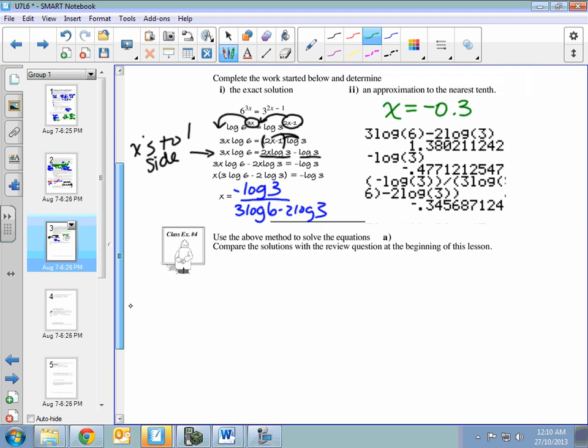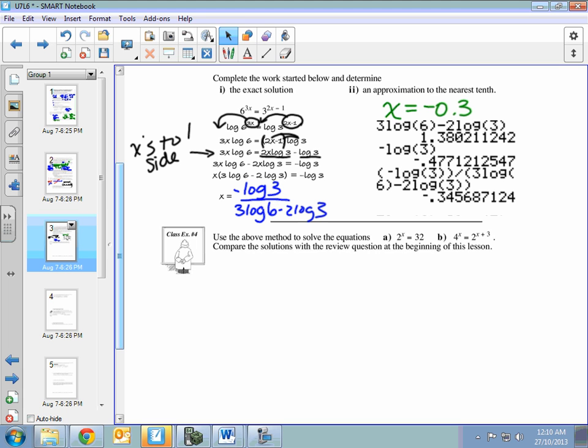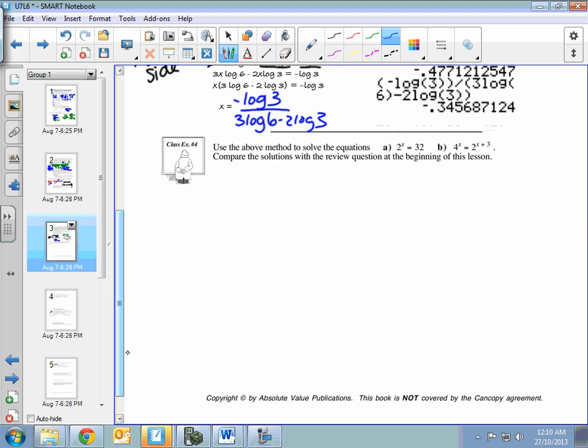Okay, so use the above method to solve the equations. I think I have these covered right now. Okay, 2 to the x equals 32. And 4 to the x equals 2 to the x plus 3. We're just going to do b for now. If you want to do a, by all means do that, but we'll just do b as a class. So 4 to the x equals 2 to the x plus 3.